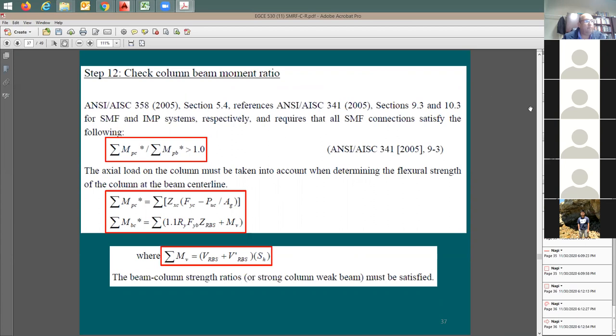Okay. So the reason that we have this is, when you have a column and a beam, this gives you the column, this gives you the beam. You take the summation of all the column strength, the summation of the moment strength of the columns, divided by the summation of the moment strength of the beams. And this needs to be more than 1.0. I guess in concrete design, we used to say 1 1/4, right? So in this case, I'd like to confirm that I'm going to have a strong column, weak beam.